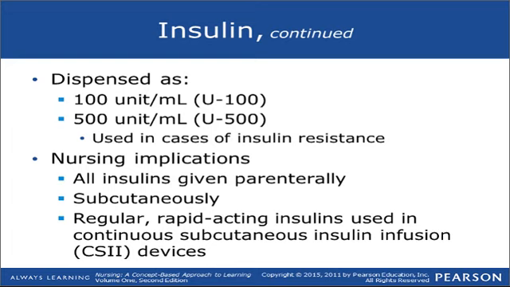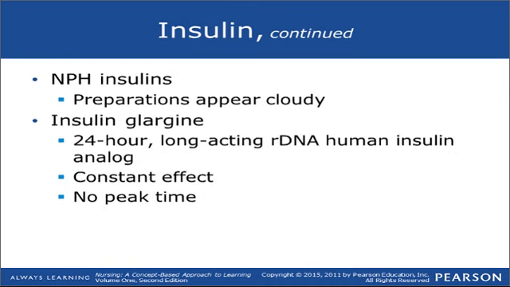Regular insulin, or all your insulins, can be at room temperature for 4 weeks. NPH insulins are the ones that are cloudy. You only mix your insulins just prior to administration. Your long-acting insulins, the glargines, are never mixed with your other insulins. Glargines have no peak. It's a constant effect.